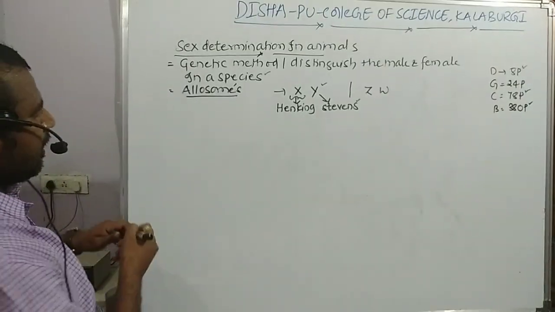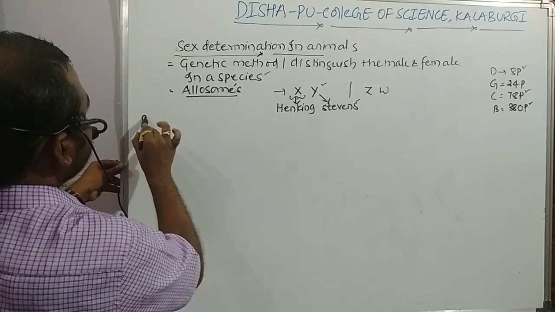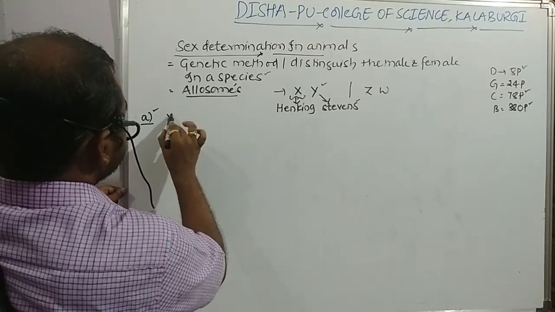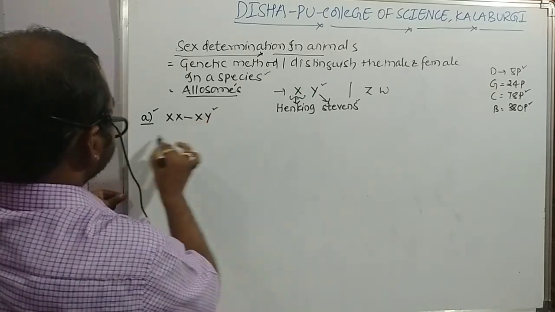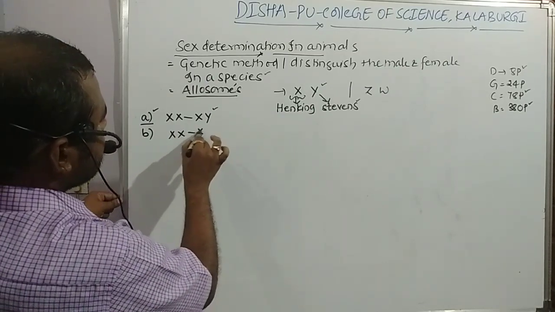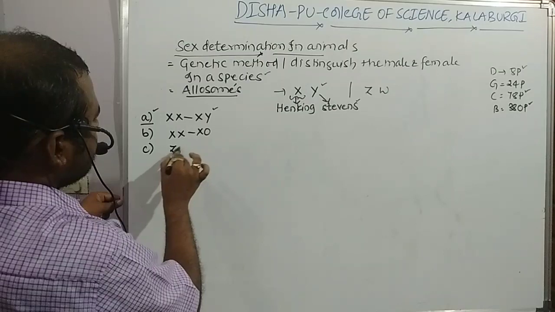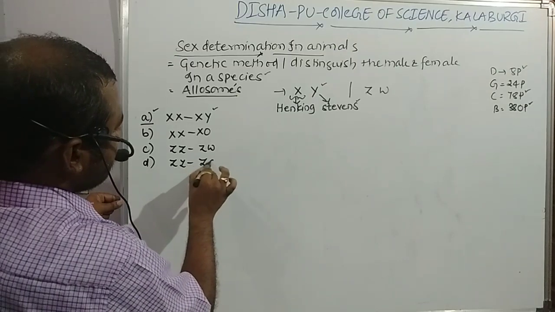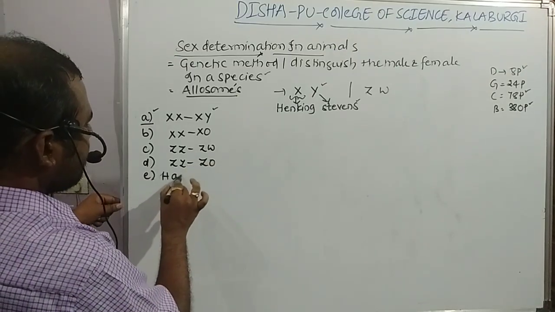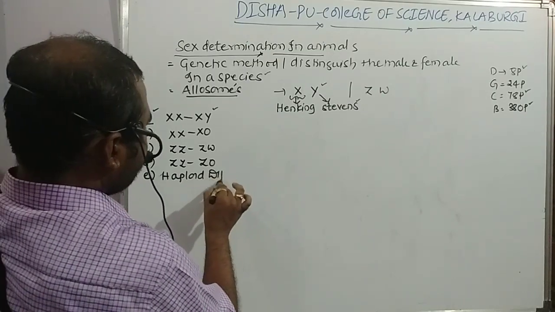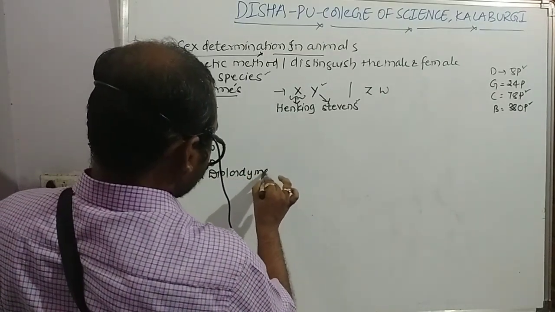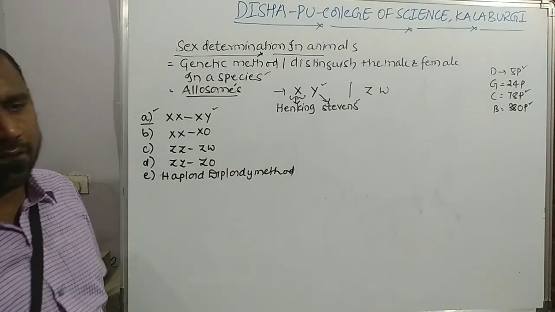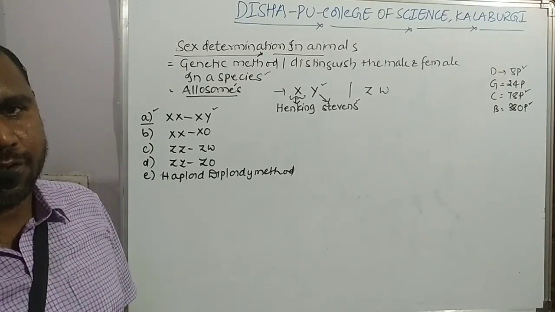Now, students, there are five different genetic methods which can determine the sex in animals. That is the XX-XY method, next the XX-XO method, next the ZZ-ZW method, next the ZZ-ZO method, and the last one, the haploid-diploidy method. These are the five different genetic methods which we are going to study under this topic.